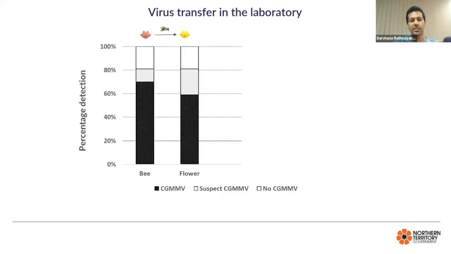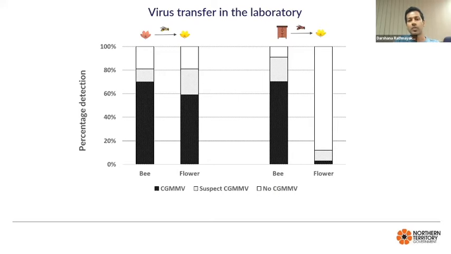From the molecular test results, we found that half of the bees that visited healthy flowers in our first lab trial were capable of carrying CGMMV from the infected flower onto the healthy flower. And also, when we used the positive bees from the positive beehives, some of the bees were able to transmit CGMMV onto healthy flowers that they visit. However, the transmission is really low compared to the transmission of virus from infected flower.